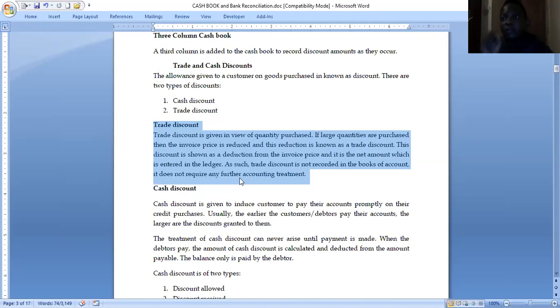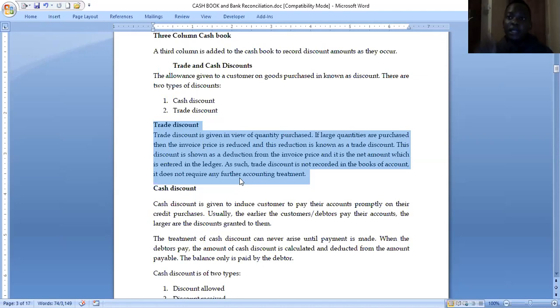So as the accountant of the business, what you do is that you debit your purchases with only 15 shillings and credit your cash with only 15 shillings. So there's no requirement for you to record that 5 shillings trade discount in the cash, in the ledger. So trade discount doesn't require any accounting treatment. And the reason for this is because it is given at the point of purchase.